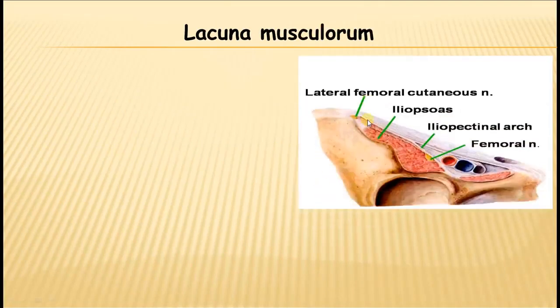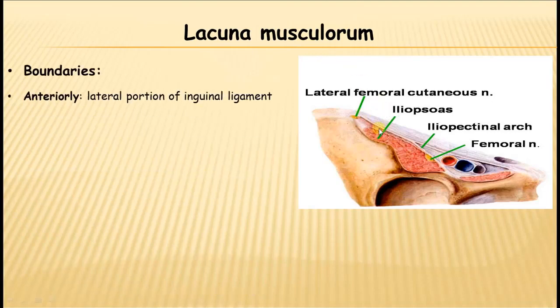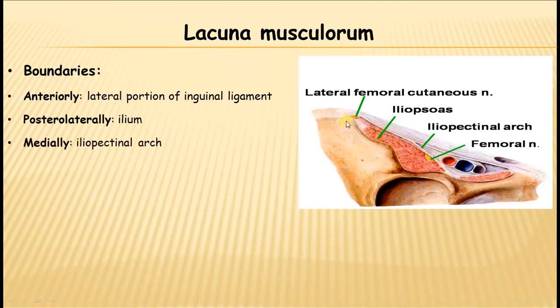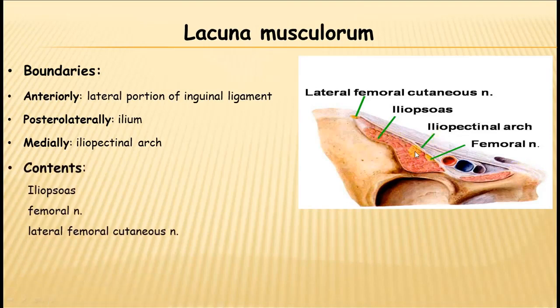Now, how do the structures actually enter the thigh? This is the inguinal ligament, and below you see the hip bone. Between the hip bone and the inguinal ligament, there is a very narrow gap through which the structures enter. The lateral part of this gap is called the lacuna musculorum. Its boundaries are the anterolateral part of the inguinal ligament, the ilium posterolaterally, and medially the iliopectineal arch. The contents are mainly the iliopsoas muscle, iliacus and psoas major, which unite to form a common tendon, then the femoral nerve and the lateral femoral cutaneous nerve of thigh. These are the structures emerging from the lacuna musculorum.